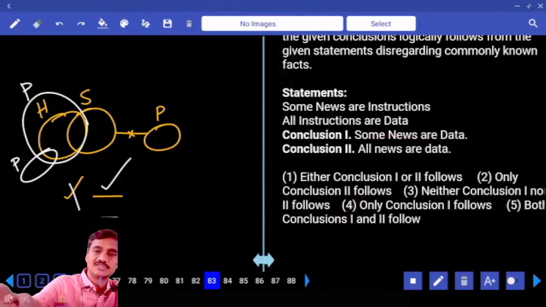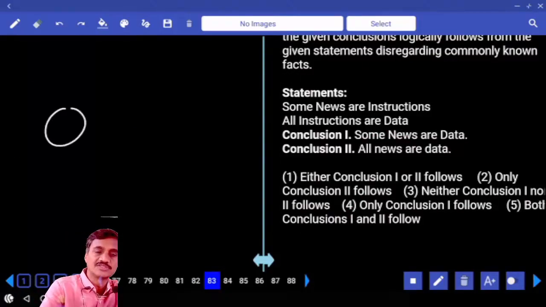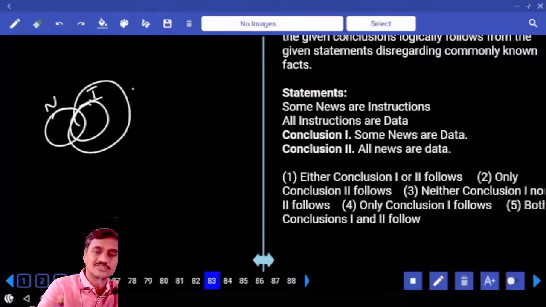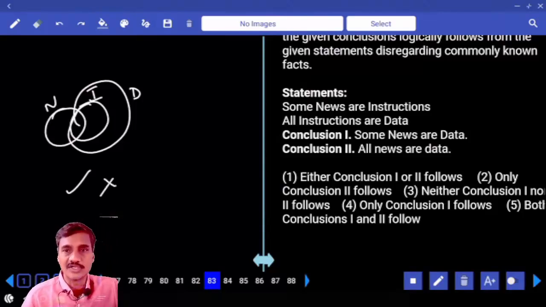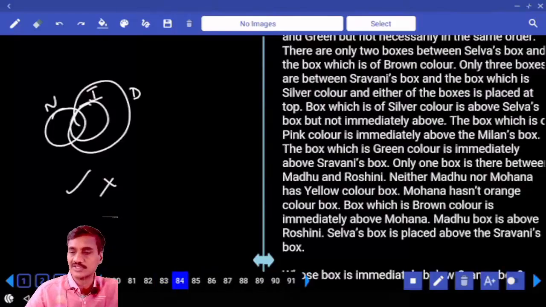Then coming to 83, some news are instructions. And this is the news, that is instruction. And at the same time, all these instructions are what? All instructions are data. And some news are data, definitely true. All news are data, that is false. And so only conclusion 1 is true. Only 1, that is the choice for question number 83.